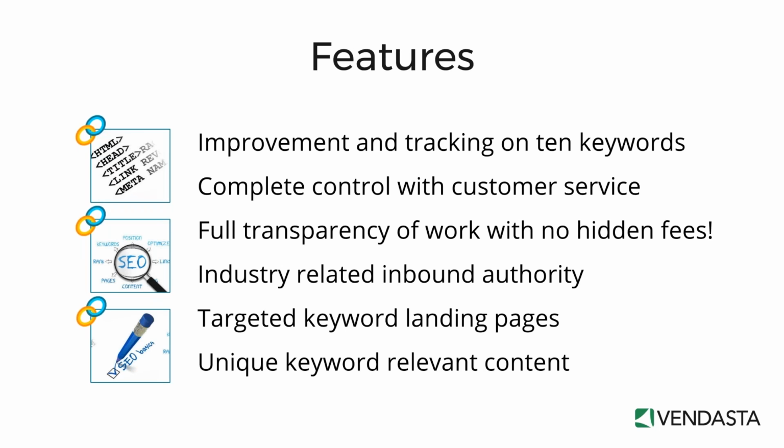Now, some of the features. So I think we've talked about some of this here, but it's the improvement in the tracking on the keywords, complete control with customer service, full transparency of work. There's no hidden fees. You can see exactly what content is there, exactly which links are being there. Everything is industry related, inbound authority. So they're not going out and putting your links on, if you have a car dealership, we're not going to go put it in a salon blog post or anything. We're really making sure it is industry related, making sure you have those targeted keyword landing pages, as well as unique keyword relevant content.